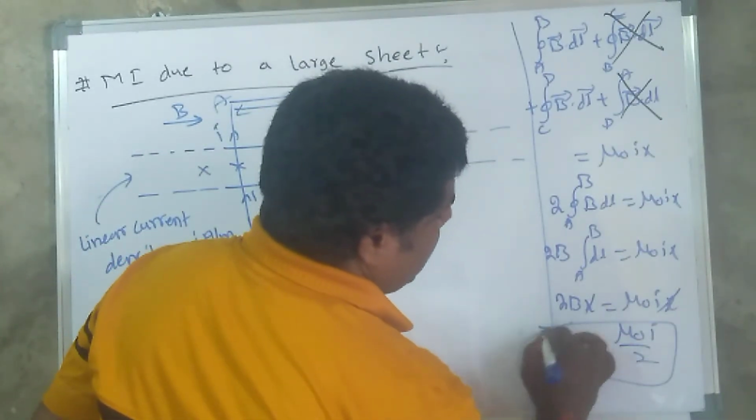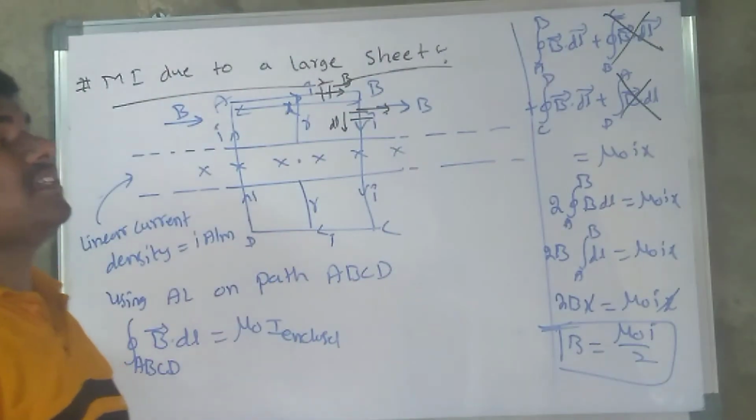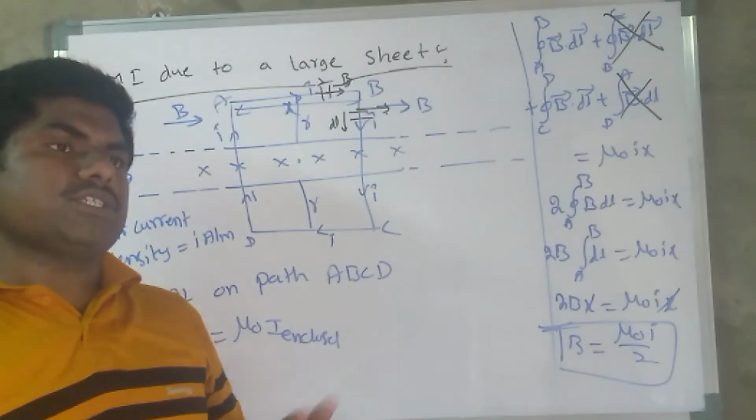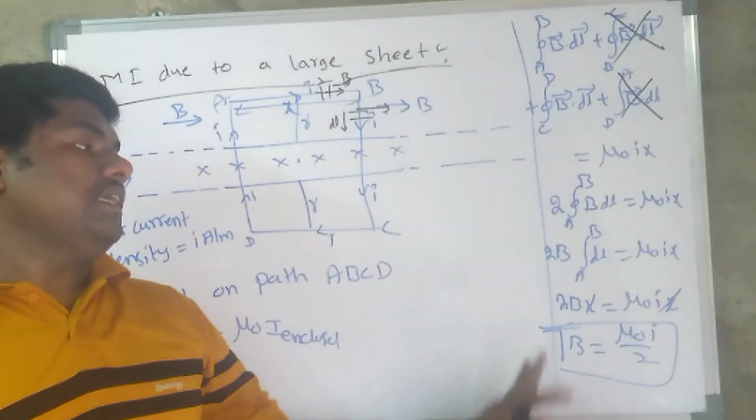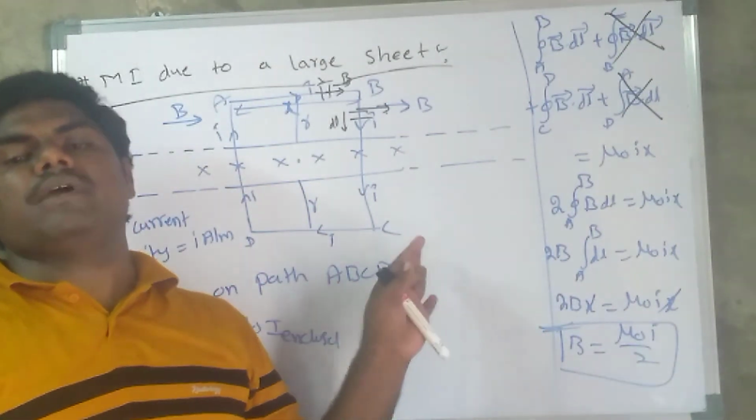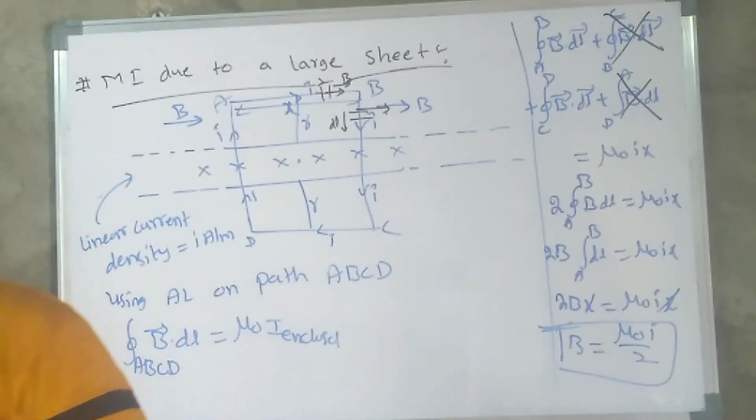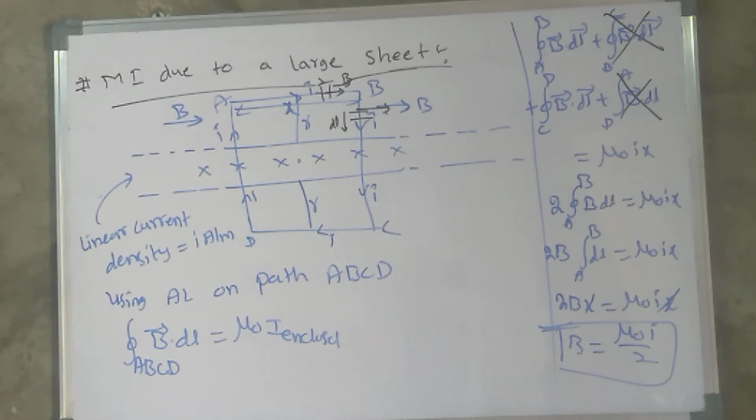That's why this is an easy calculation, by the symmetry of the current distribution only. This is easier to calculate with the help of Ampere's law. That's a very important one.